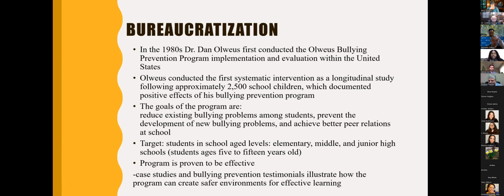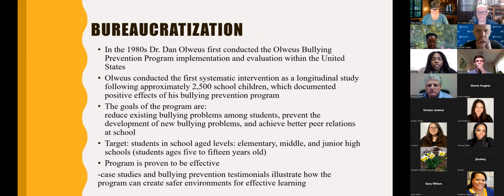Bureaucratization. In the 1980s, Dr. Dan Olweus first conducted the Olweus Bullying Prevention Program implementation and evaluation within the United States. He conducted the first systematic intervention as a longitudinal study in which he documented the positive effects of his bullying prevention program. The goals of the program were to reduce existing bullying problems among students, prevent the development of new bullying problems, and achieve better peer relationships at school. The target was usually elementary, middle, and junior high levels, and the program was proven to be effective.